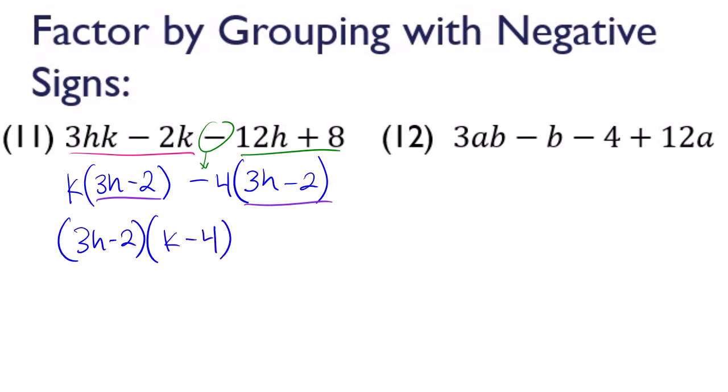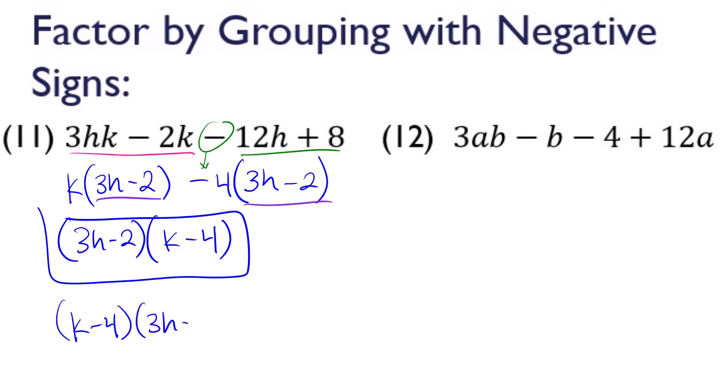By the way, I should have mentioned this before, but it doesn't matter what order you put these, right? If you put the k minus 4 first and then the 3h minus 2, that is fully acceptable for full credit, right? That's the same value. Remember, there's the commutative property of multiplication, which says that a times b is the same as b times a, right? All right, let's check out number 12.